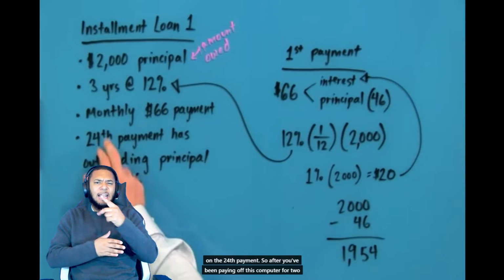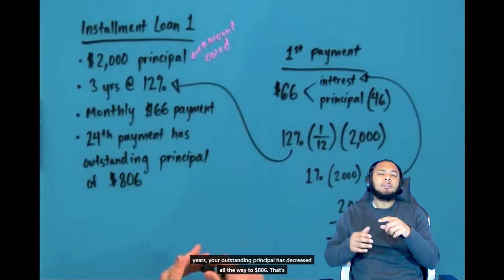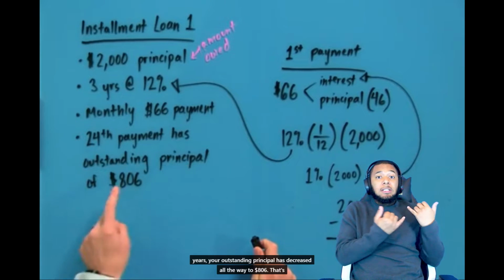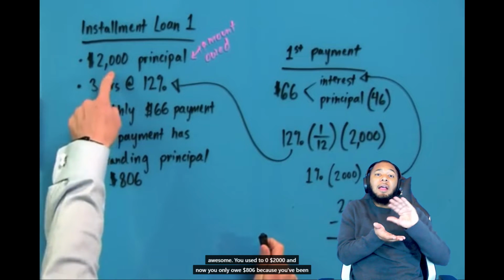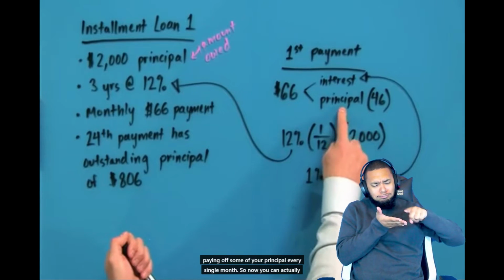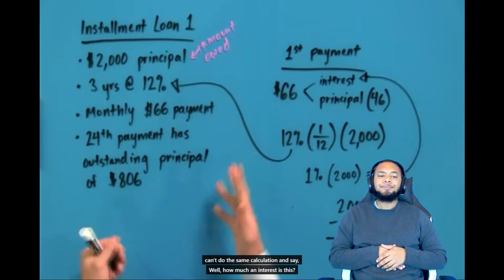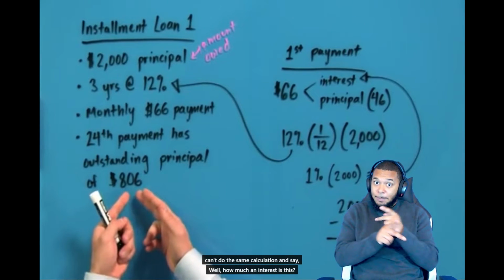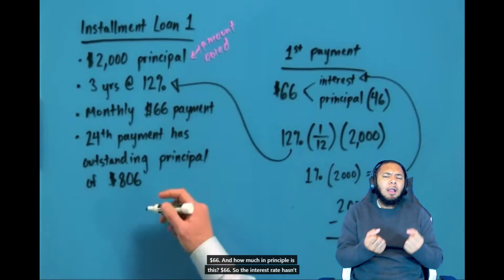Let's go to this second piece of the problem. That was for the first payment. On the 24th payment, so after you've been paying off this computer for 2 years, your outstanding principal has decreased all the way to $806. That's awesome. You used to owe $2,000, and now you only owe $806 because you've been paying off some of your principal every single month. So now you can do the same calculation and say, how much in interest is this $66 and how much in principal is this $66?